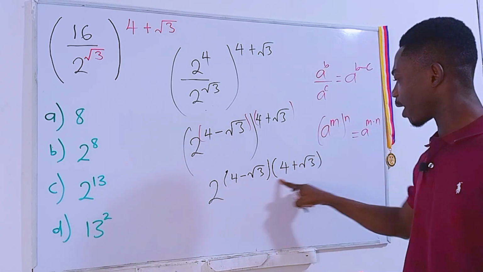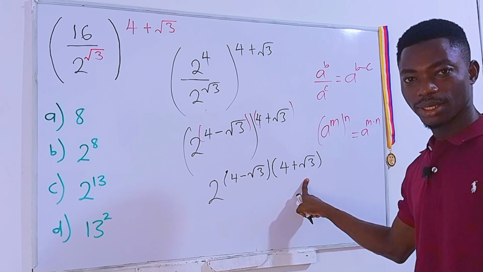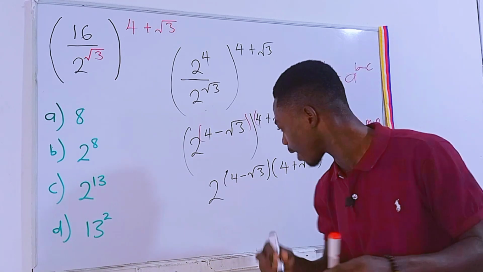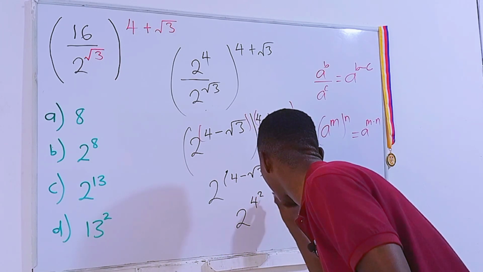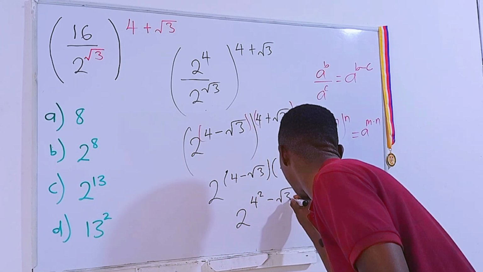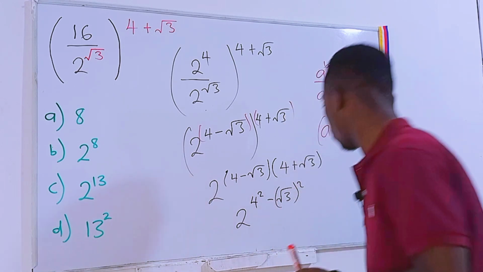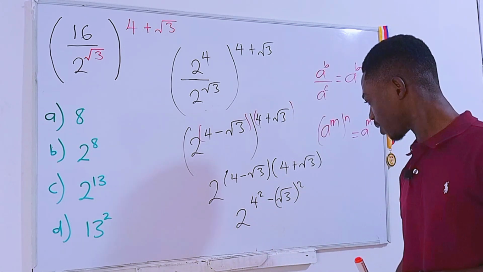Now what can we see here? The power looks like something, right? That is a difference of 2 squares. In fact, we can write it as 2 to the power 4 squared minus square root of 3 squared. Very simple. You see that?